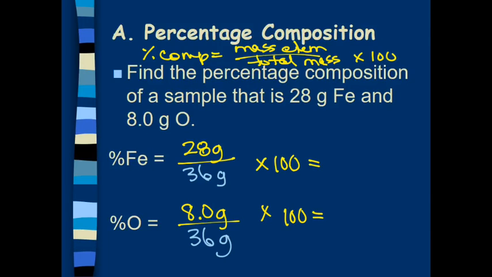In the top one, 28 divided by 36 times 100, that gives us 78% iron. And in the bottom one, your math will give you 22% oxygen. Please make sure you have your calculator handy and you're going through all of the math yourself and are able to do the function properly.